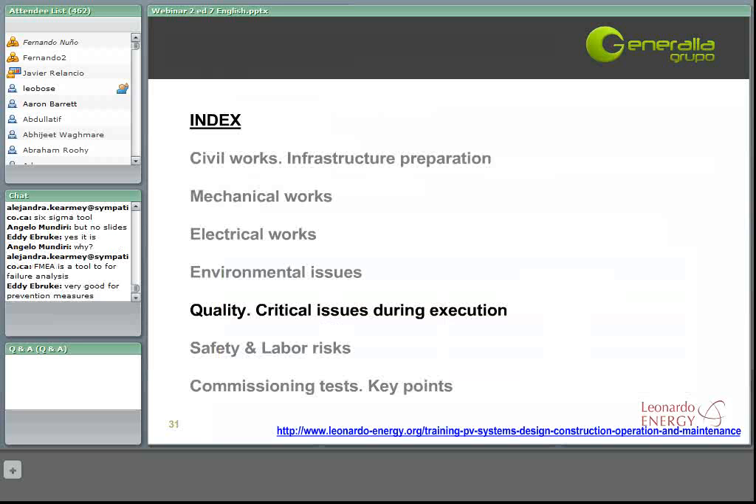So, once we have finished with the environmental issues, we will review the critical issues during the execution to guarantee the quality of our PV project execution.